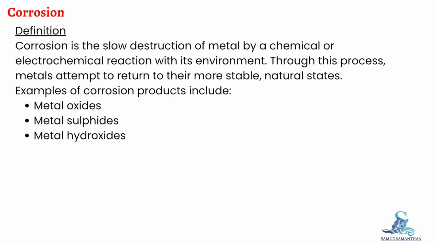Corrosion can be defined as the slow destruction of metal by a chemical or electrochemical reaction with its environment. Through this process, metals attempt to return to their more stable, natural states. Common corrosion products include metal oxides, metal sulfides, metal hydroxides. In simple terms, corrosion is nature's way of taking metals back to where they originally came from.